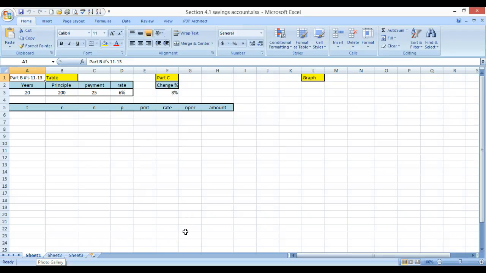Welcome to section 4.1, part 2. This is where we will be going through part B, or numbers similar to part B, numbers 11 through 13, or part C, numbers 11 through 14.